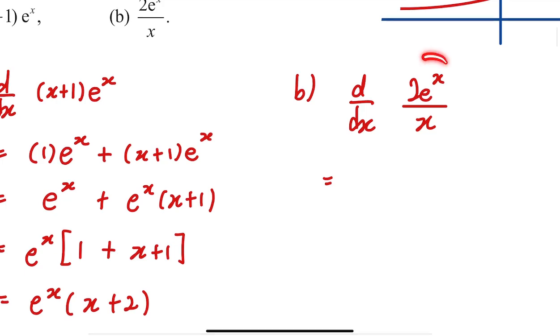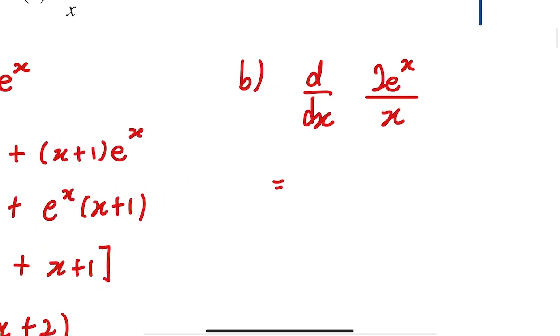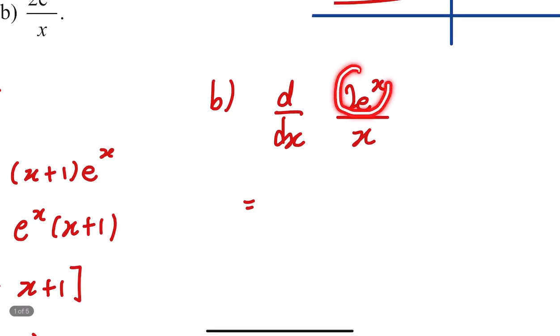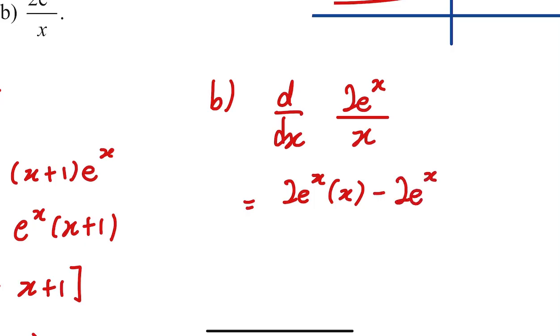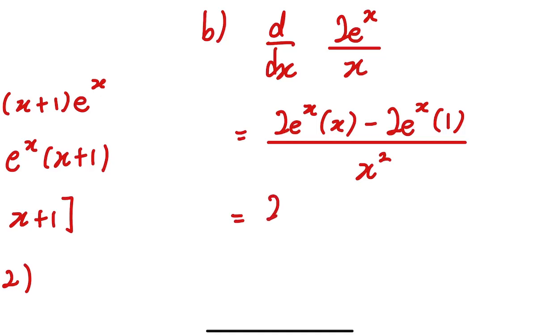Quotient rule means differentiate the numerator first. So I'll get, differentiate the numerator, 2e power x. If I differentiate 2e power x, e power x differentiates to itself, so I'll get back 2e power x, times the denominator x, minus, now keep the numerator 2e power x, then differentiate the denominator, which is 1, the whole thing divided by the denominator squared, which is x squared. If I simplify this, I'll get 2x e power x minus 2e power x over x squared.